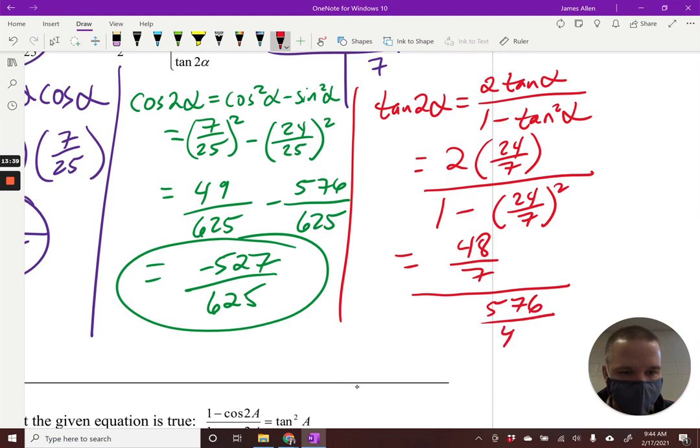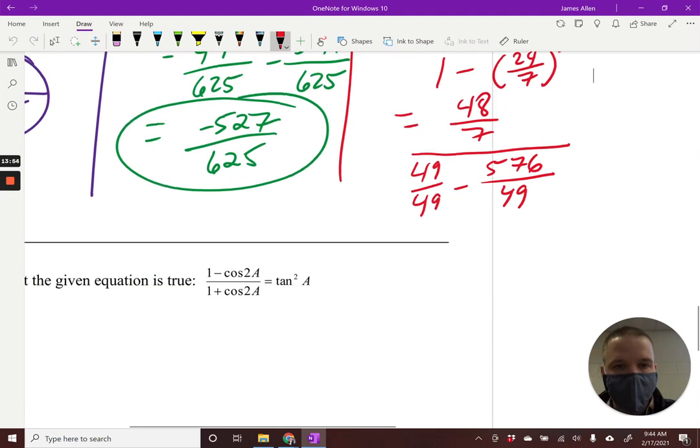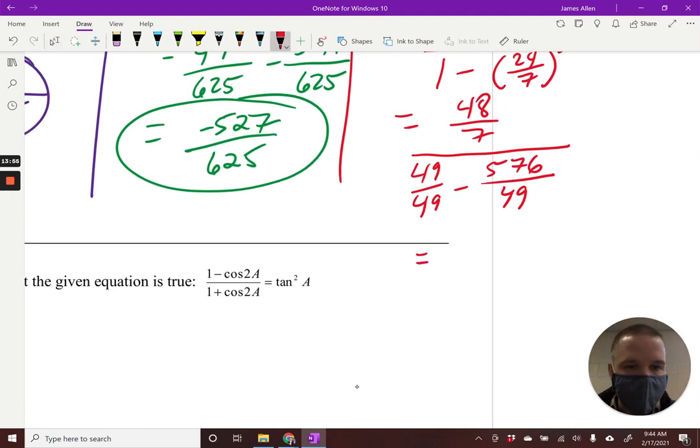576 over 49. And the reason why I did that is because I can then change 1 to be 49 over 49. I'm thinking ahead, adding and subtracting fractions. Got to get that common denominator. Okay. So now I can do a little work.